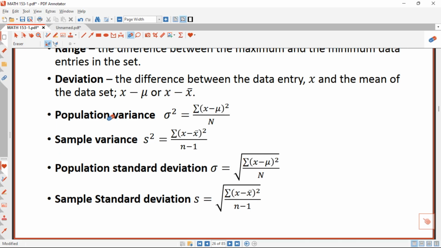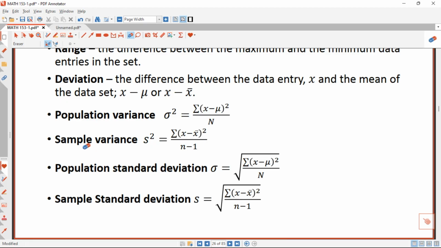And we have what we call the population variance, right? The population variance in mathematics is usually represented by sigma squared. So for the population variance, you are going to sum the x minus mu, that's the deviation, all squared. So you square the deviation of all the individual data entries, sum them, and divide by capital N. The capital N here is the population total, right?